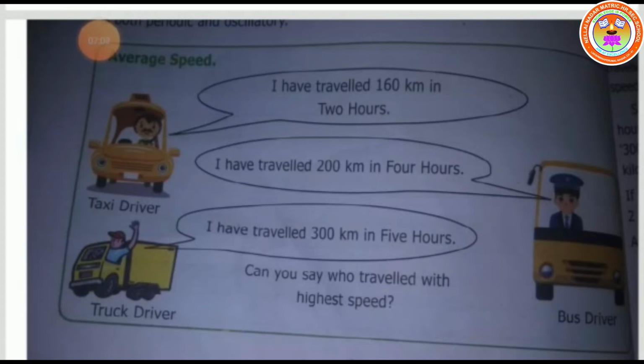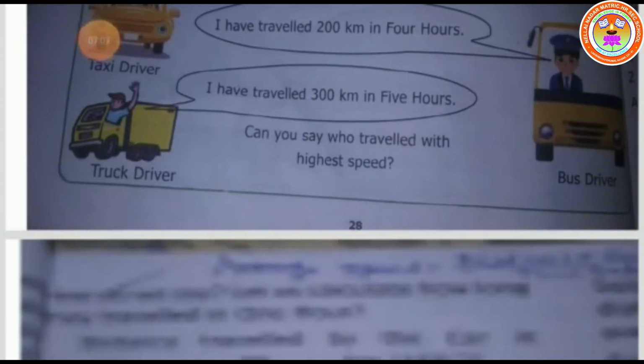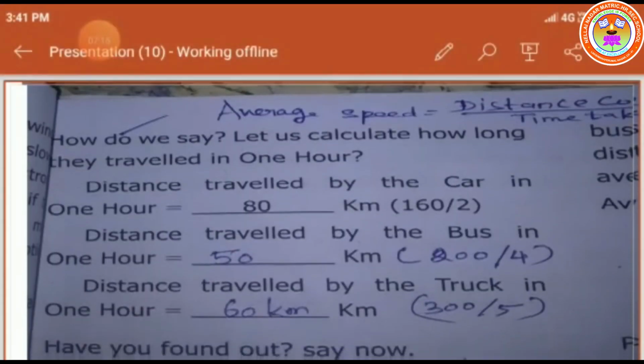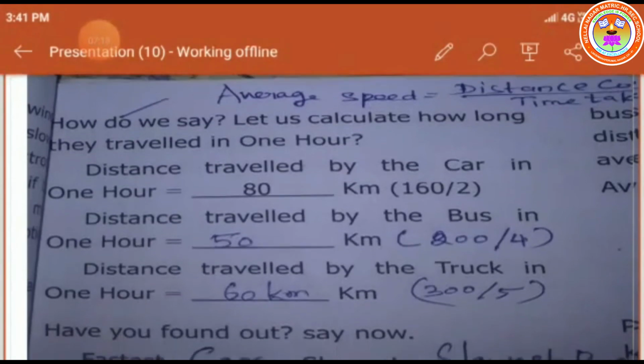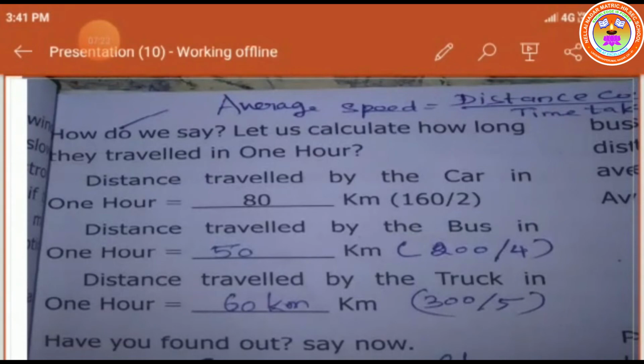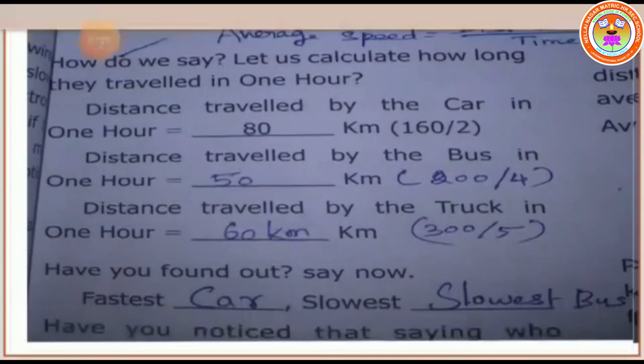Okay, we can calculate first. Then we will know the formula, the average speed formula. Average speed is equal to distance covered by time taken. Let us calculate how far they travelled in 1 hour.